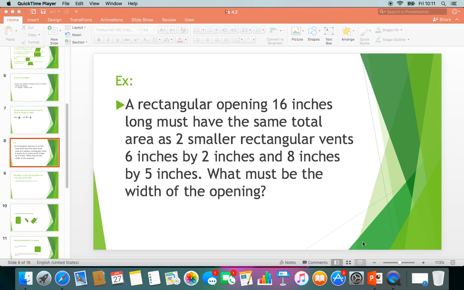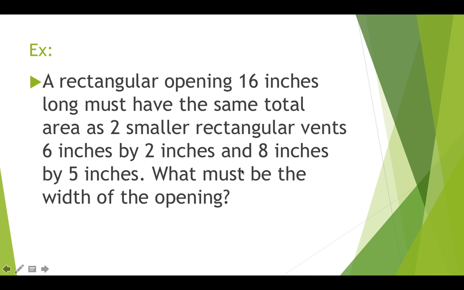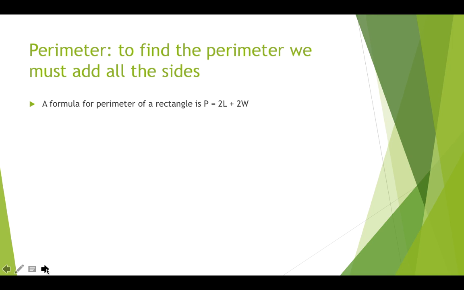So continuing with the lesson, we just went over how to find the area given two smaller ones, given the length of a large one and the two smaller ones being added to the next one. All right, so in order to find the perimeter of the rectangle, you can use this formula, or you can also just still add up all the sides.